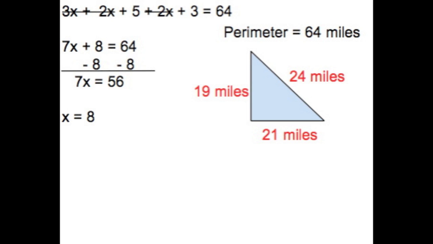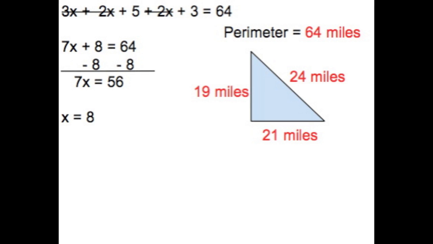To ensure accuracy, we can add the measure of all of our sides to determine the perimeter. And they should add up to be 64 miles. We know that 24 plus 21 plus 19 is 64, so our answer checks out.